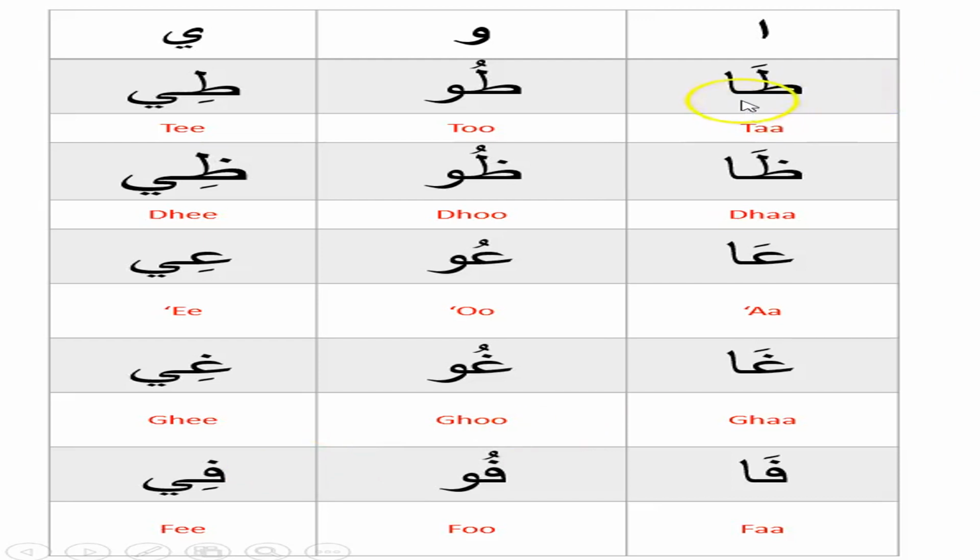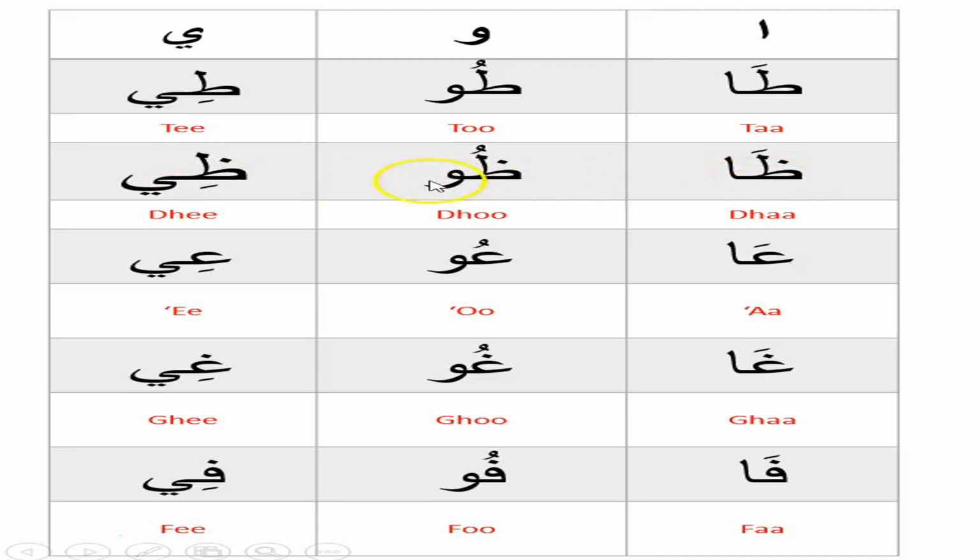Next page. Ta, tu, ti. Pronounce this with me. Ta, tu, ti. Do not pronounce it ta. It is ta, tu, ti. Alhamdulillah. Dha, dhu, dhi.